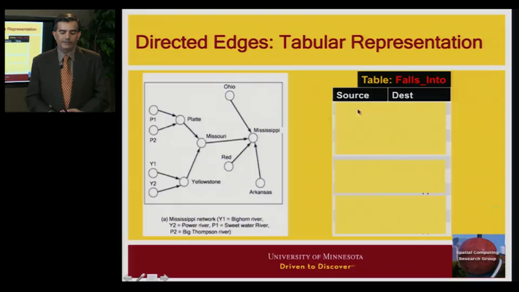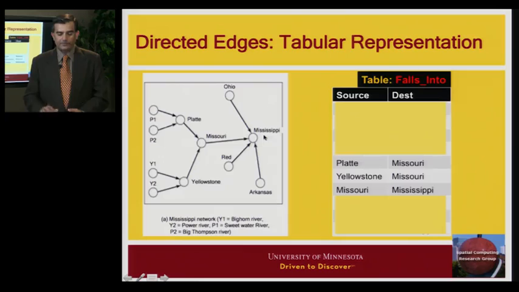Because each edge starts from a source and ends up at a destination. So for example, if you are looking at the edge where Missouri falls into Mississippi, we may specify it as a row where source is Missouri and destination is Mississippi. Now if I look at the other way around, Platte and Yellowstone fall into Missouri. In this case, Missouri may be the destination and those rivers may be the source.